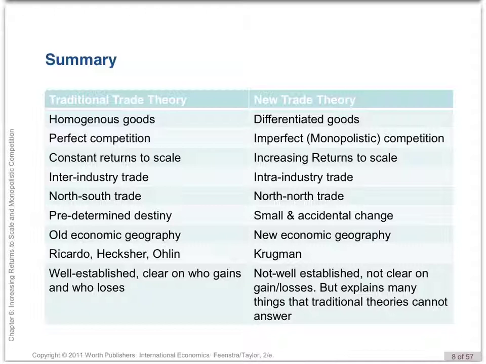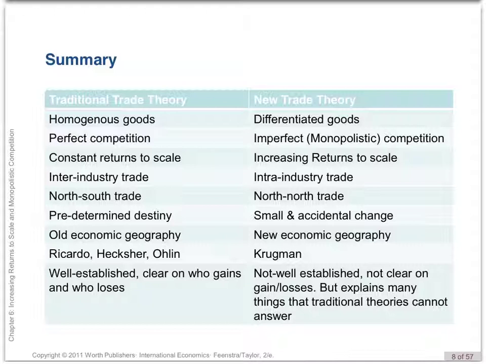But these days, so many trades are made between north and north. How can we explain that kind of thing? Like how can we explain the trade between Japan and Germany, which look similar in terms of factor abundance? Still, we can explain it from this new trade theory.